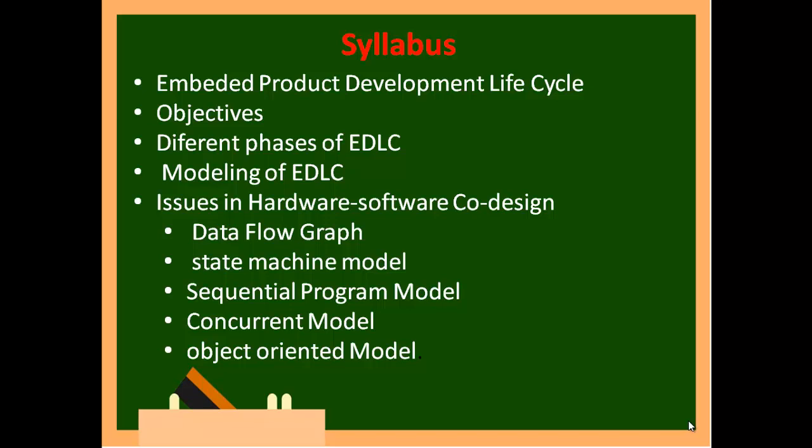Then there are various models: data flow, state machine model, sequential program model, concurrent model, and object oriented model, that is C++. All this is for writing the program. So data flow, state machine, sequential, concurrent, and object oriented are various methods by which you can write the program, not the language. The way I am saying it, you know the difference between C and C++. C++ is object oriented. So now we will discuss what that object oriented is and all.